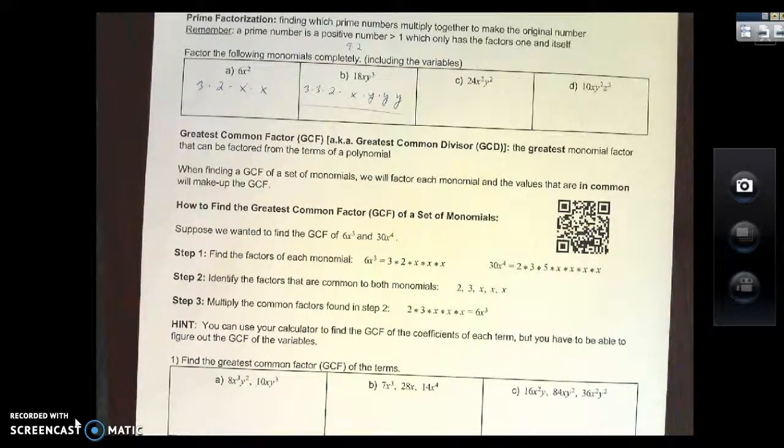Greatest common factor, aka the greatest common divisor, GCD, GCF, as we oftentimes hear it. It's the greatest monomial factor that can be factored into the terms of a polynomial. When finding a GCF of a set of monomials, we will factor each monomial, and the values that are common will make up the GCF.